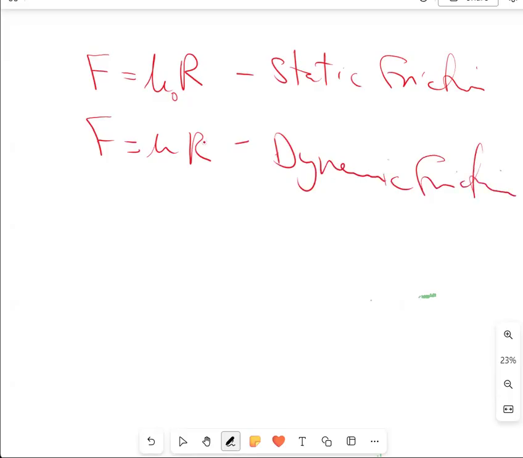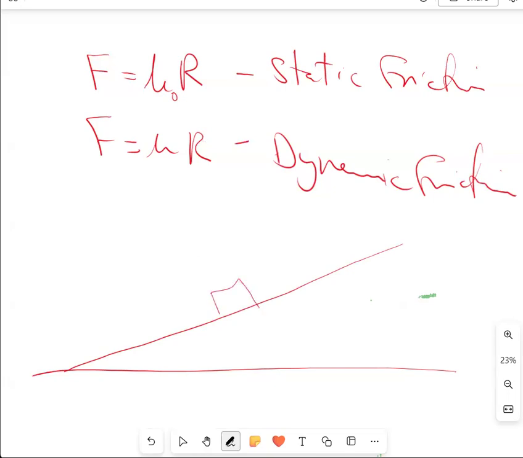I think there's a little experiment where you put something on an inclined plane. So you put something here, okay, the mass, mg acting down, the weight. This way, I think, is mg cos theta. That's it. Theta is this one. And the force acting down is mg sine theta.